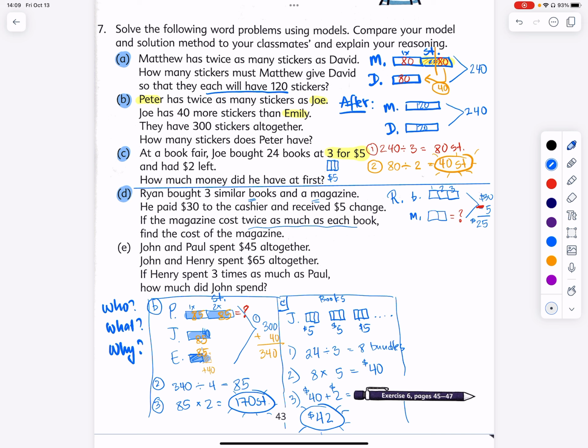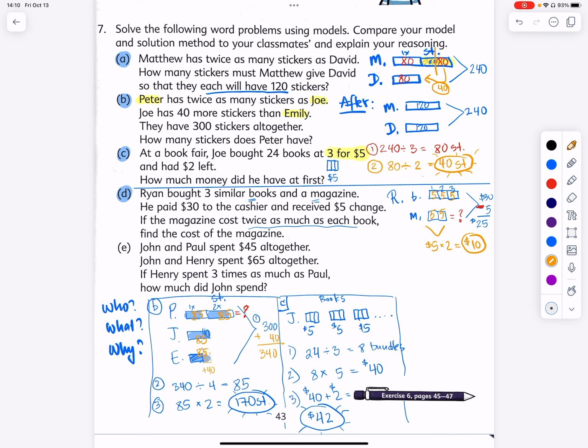And if 1, 2, 3, 4, 5 units are 25, that means each unit is $5, $5, $5, $5, $5. The cost of a magazine is 5 times 2 equals $10. The cost of a magazine is $10.